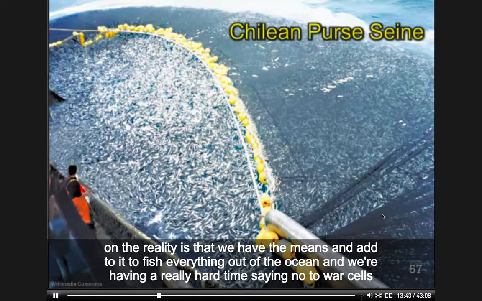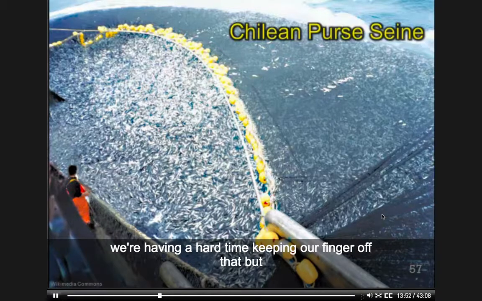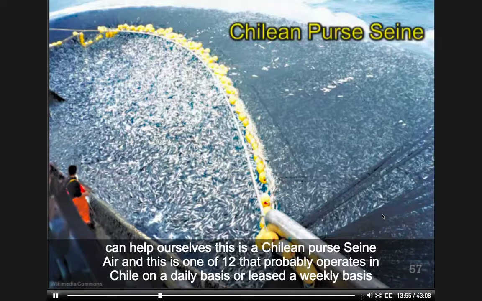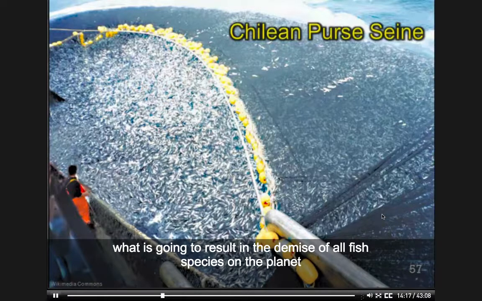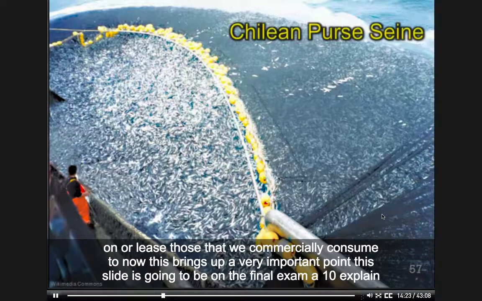The reality is that we have the means to fish everything out of the ocean, and we are having a really hard time saying no to ourselves. We are having a hard time keeping our finger off that button. We can't help ourselves. This is a Chilean purse seiner. This is one of 12 that probably operates in Chile on a daily basis, or at least a weekly basis. This is a huge amount of fish being removed from the ocean, far faster than this species can recover on its own. And this is ultimately what is going to result in the demise of all fish species on the planet, or at least those that we commercially consume.